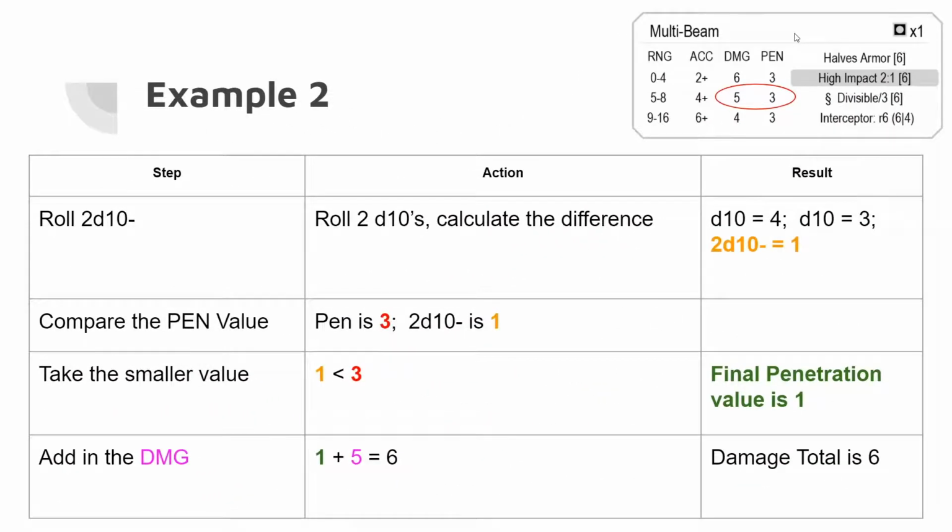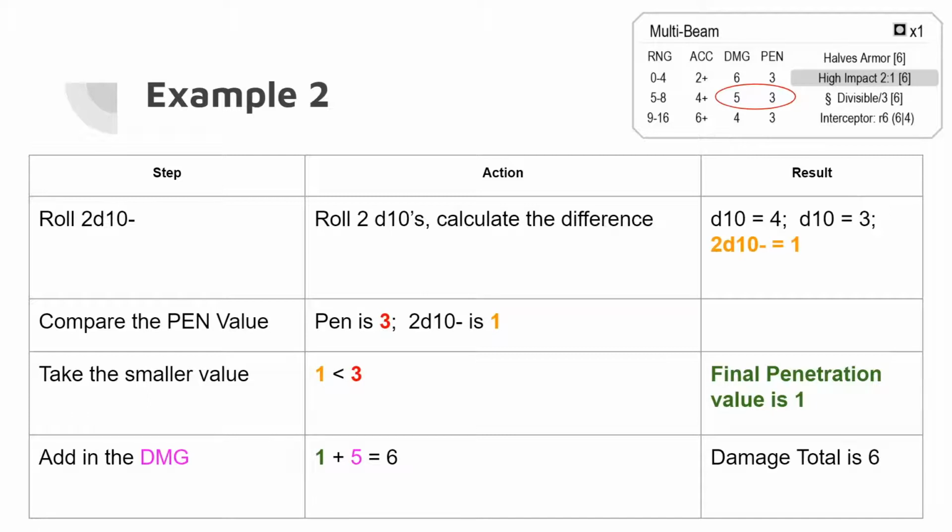Example 2, same weapon, same range bracket. Except now we rolled a 4 and a 3 for our D10s. So we rolled 2d10 minus, calculate the difference. So our value is 1 for our 2d10 roll. Compare that to the pen value. Our pen value is 3. Our 2d10 minus roll is 1. We take the smaller of the two values. 1 is obviously less than 3, so our final penetration value is 1.